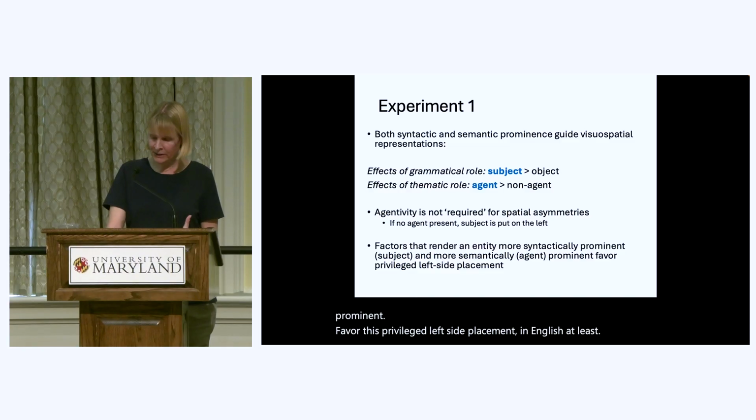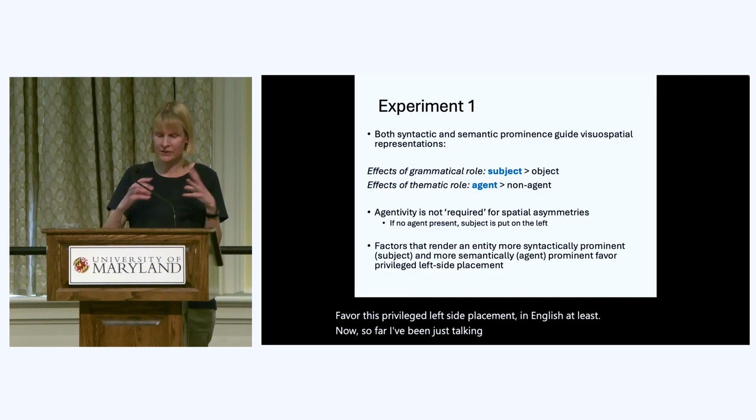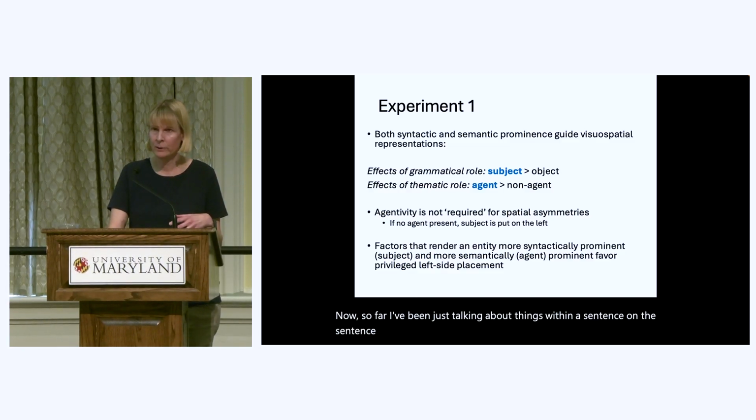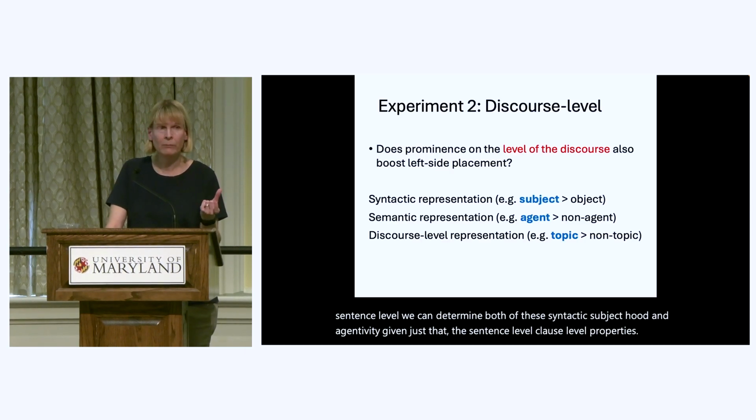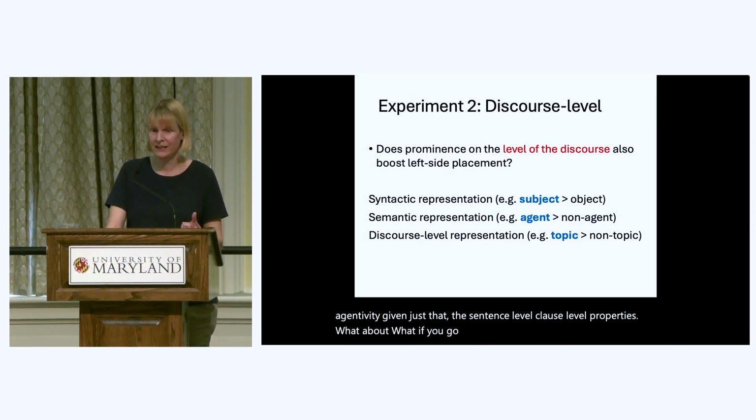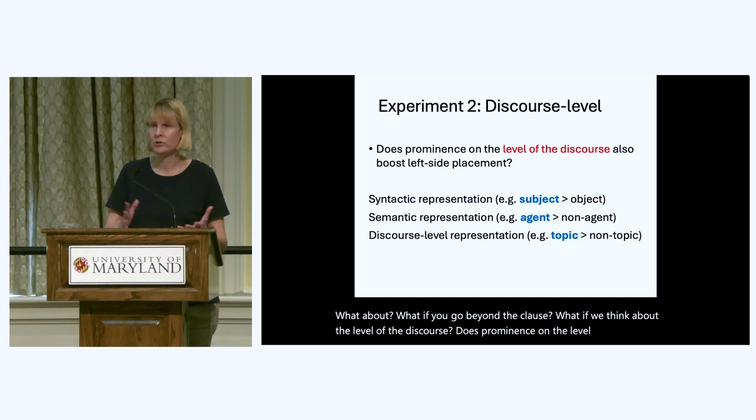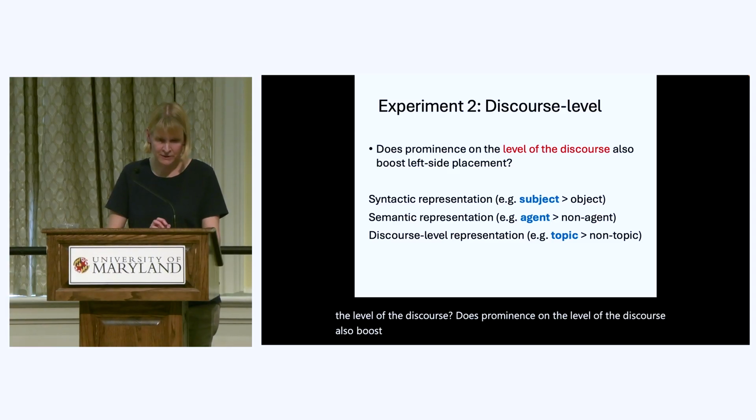Now, so far, I've been just talking about things within a sentence, on the sentence level. We can determine both of these, syntactic subjecthood and agentivity, given just the sentence level, clause level properties. What if we go beyond the clause? What if we think about the level of the discourse? Does prominence on the level of the discourse also boost left side placement?